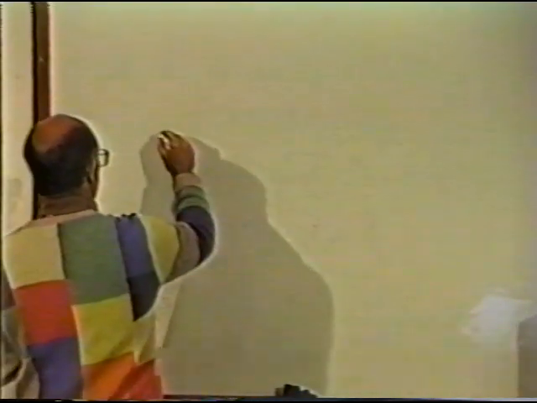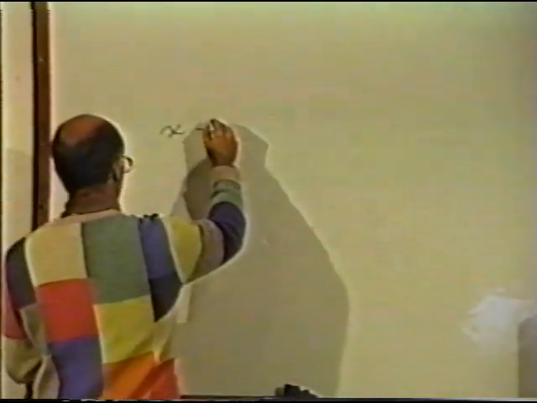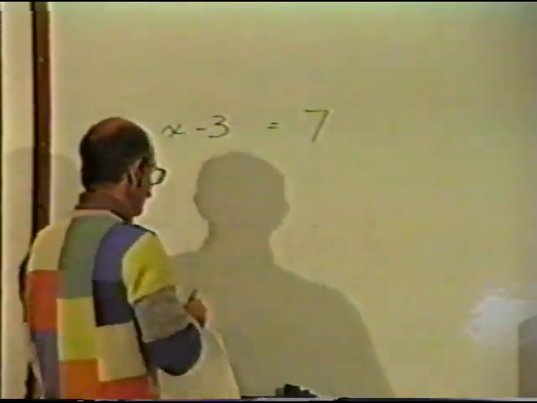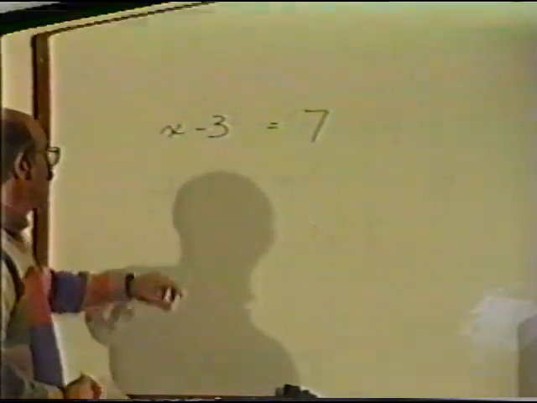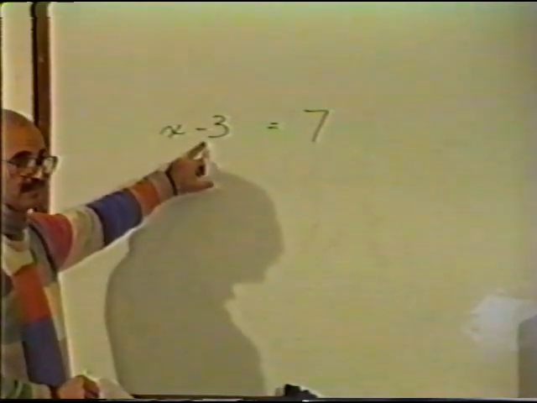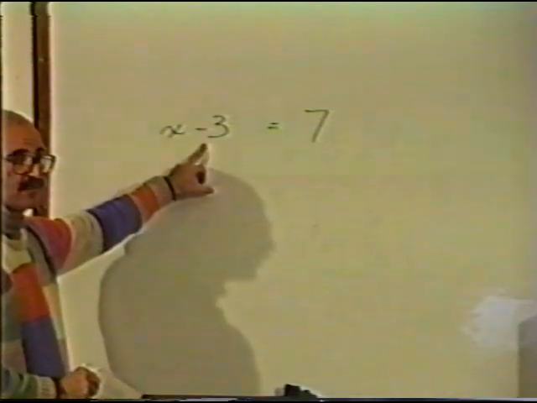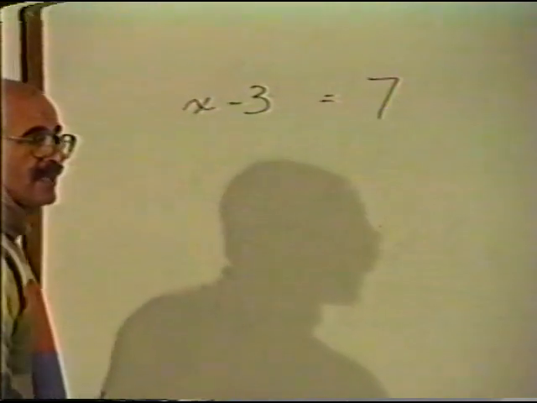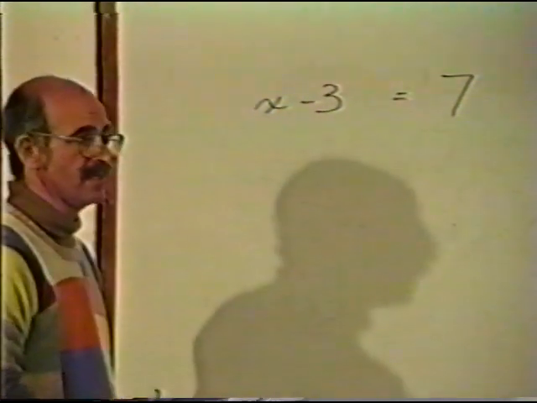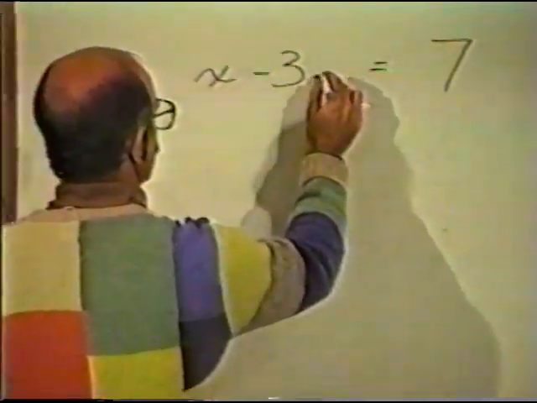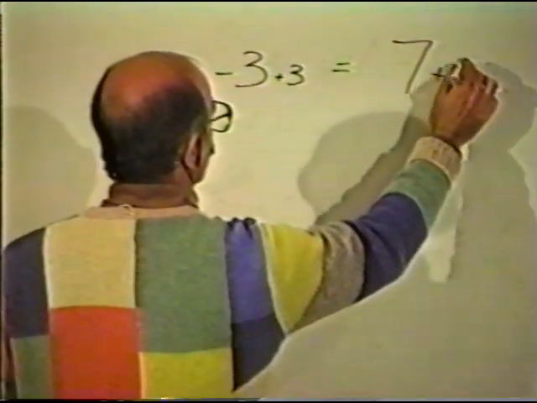And here's another one just like it. X minus 3 equals 7. Again, what operation is going on between the x and the 3? Subtraction. And we need to do the opposite, which is addition. And what number are we going to add to both sides of this equation? 3. Plus 3, plus 3.